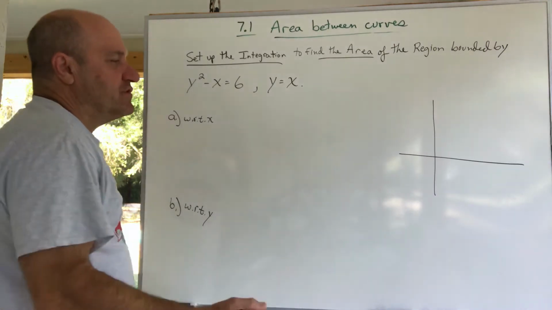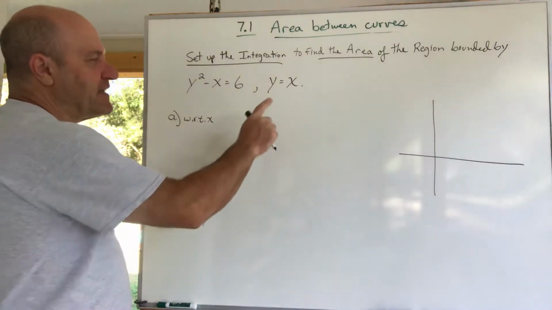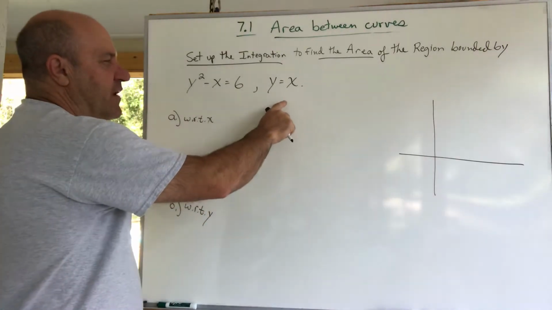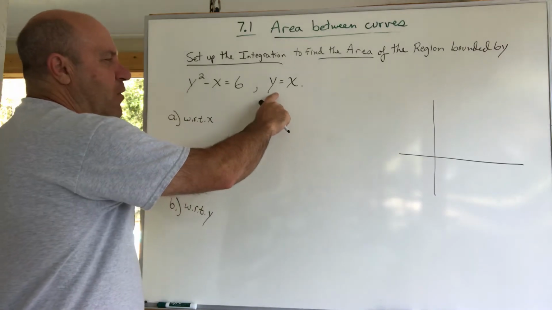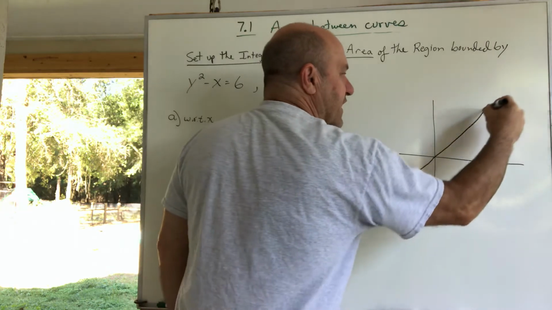Although students tend to make a mistake sometimes, so I want to show you a couple things. So I need to get a sketch of this. y equals x is very easy. That's this line, y equals x.